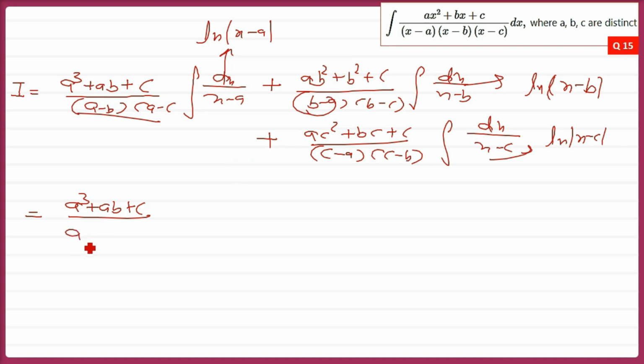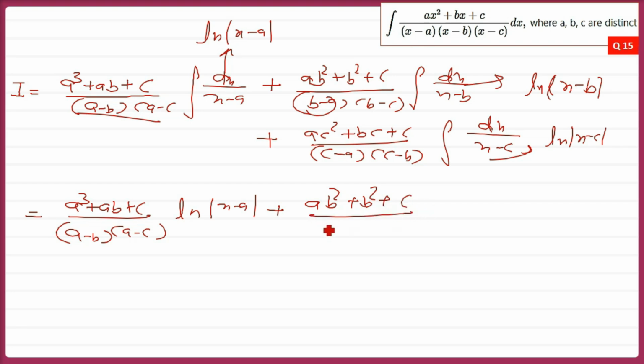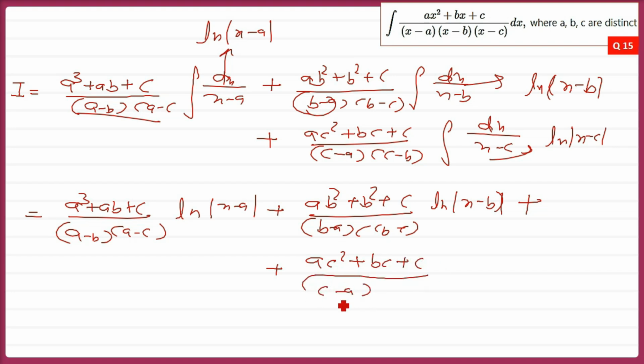So we have a cube plus ab plus c divided by a minus b into a minus c ln modulus of x minus a, and then we have ab square plus b square plus c divided by b minus a into b minus c, and then we have ln modulus of x minus b, and the final time I am writing ac square plus bc plus c divided by c minus a into c minus b, and ln modulus of x minus c plus constant of integration.